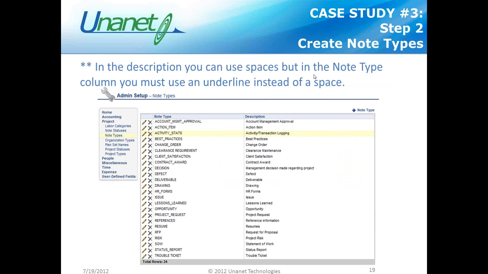The second step was to create a new note type that would log activity statistics. The description here is activity or transaction logging. This will give you the ability, when you create a project note, to log activity stats and then to search only on these types of transactions. You'll note that in the description you can use spaces, but in the note type you must use an underline or a hyphen instead of a space.